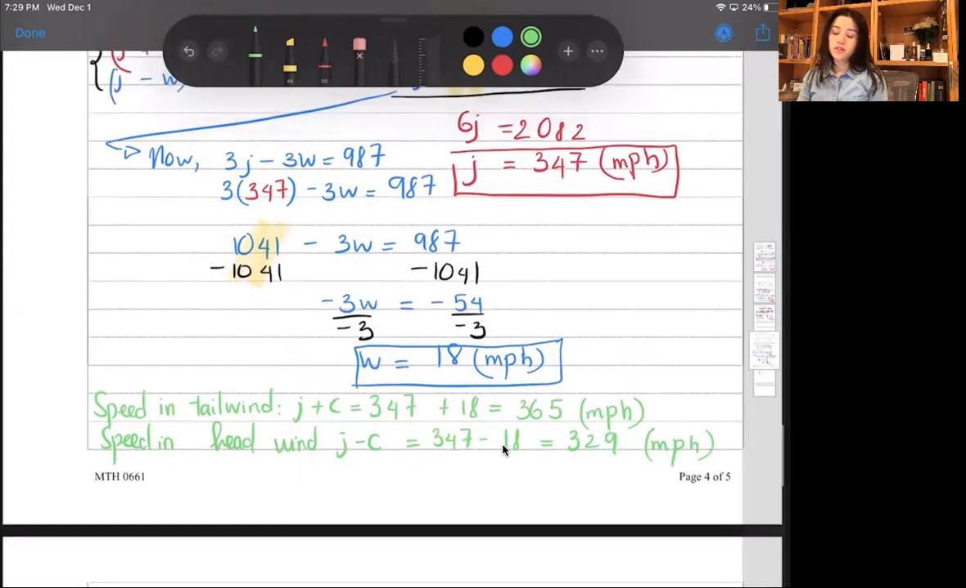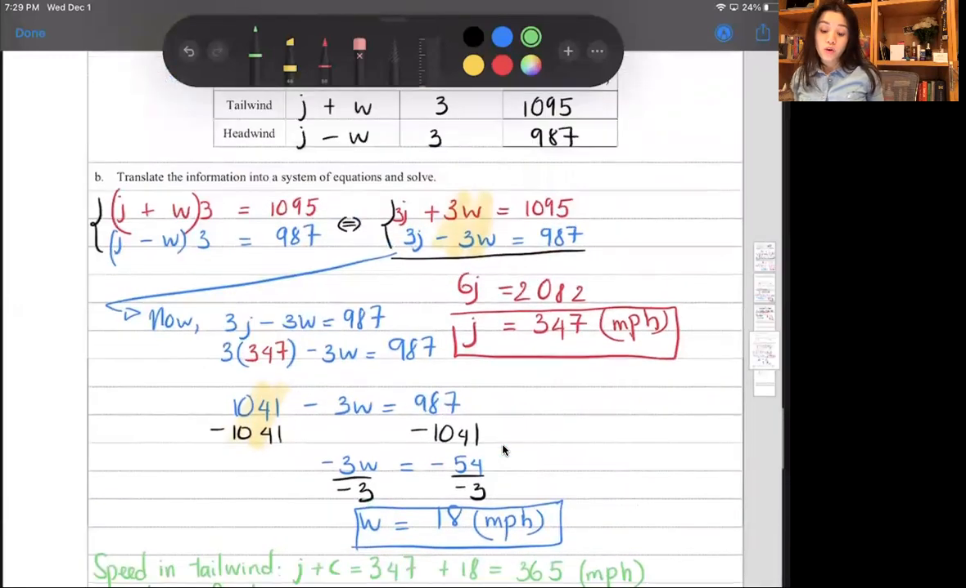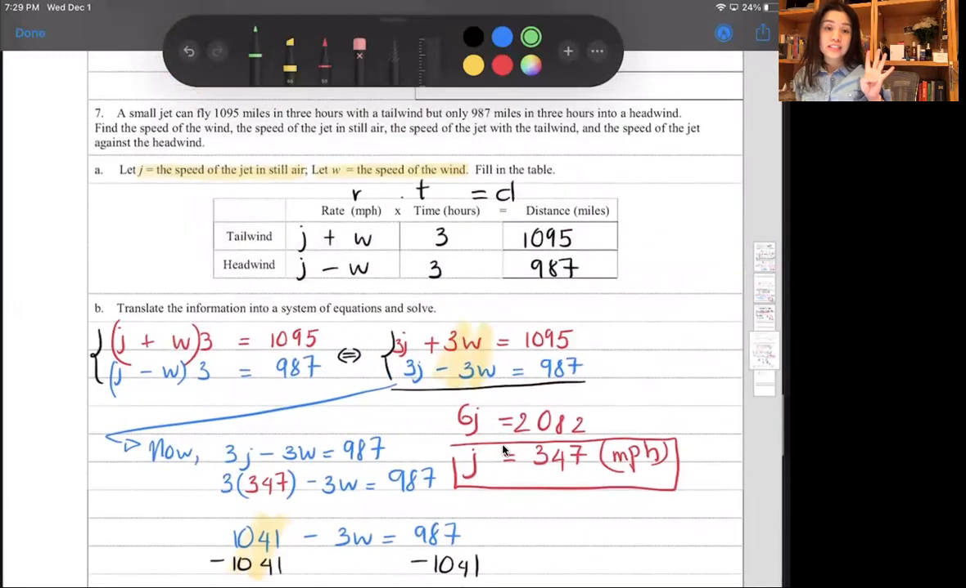So don't forget to answer that question. They're asking for 4 things here. Remember, they're asking for 4 things. Speed of the wind, which is C, right there in blue. Speed of the jet in still air, which is J. And then speed of the jet with tailwind and speed of the jet against the wind. So 4 things, right?